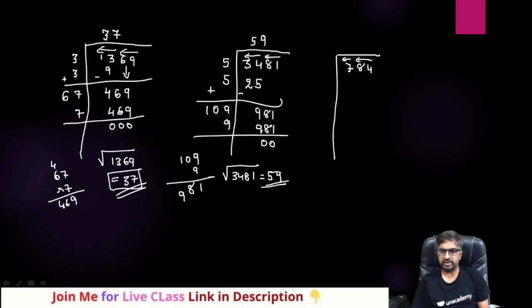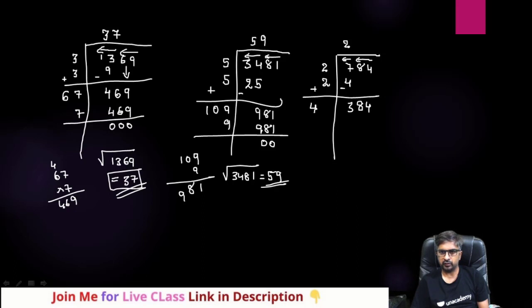Let me solve this one. Here only one term is there, don't worry, that also we can solve. 2 twos are 4, 3 threes are 9, and 9 is greater than 7. So we need to take 2 twos are 4. 2 goes in the quotient. Here we subtract and here we add: 7 minus 4 is 3, and this pair comes down, 384.